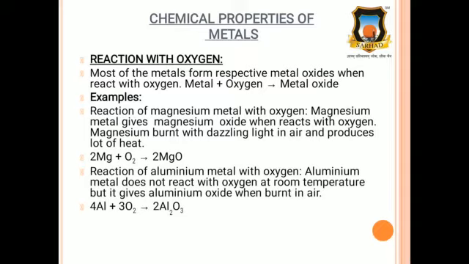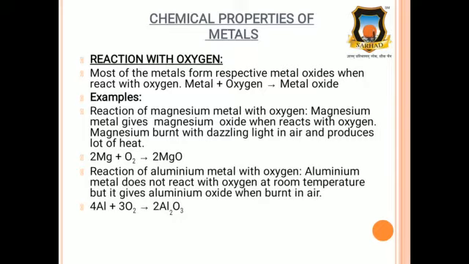Here one more reaction is given, reaction of aluminium with oxygen. Aluminium metal does not react with oxygen at room temperature, but it gives aluminium oxide when burned in air. See, it is not possible that it burns very easily with the oxygen, but it will take some time and it will burn. So here aluminium plus oxygen forms aluminium oxide.